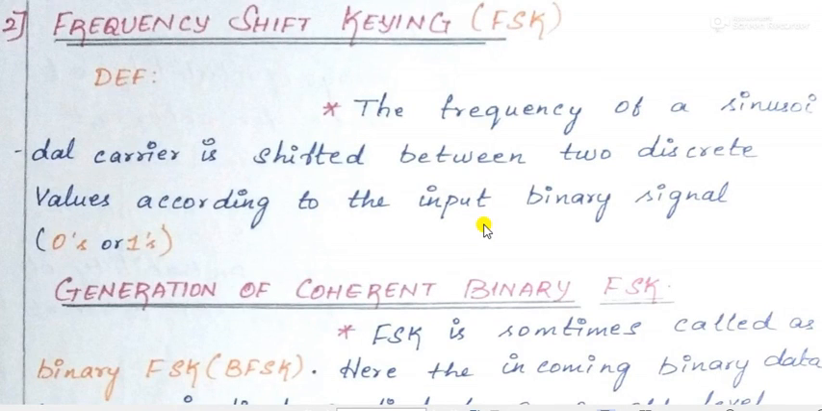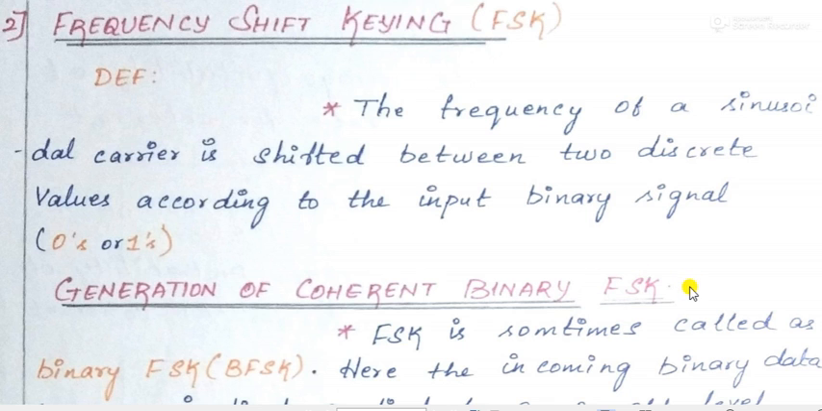Hello students, now we are going to see about frequency shift keying. It is one of the digital modulation schemes used to convert a digital signal into an analog signal. Definition of frequency shift keying: the frequency of the carrier signal is shifted according to the binary input signal, which is called frequency shift keying.